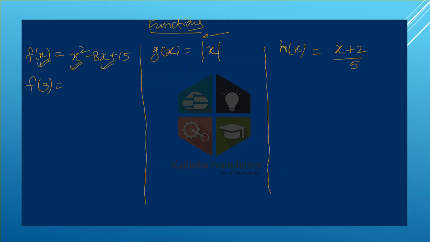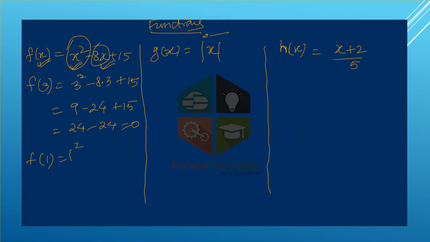If we replace x with 3, then it will be 3 square minus 8 into 3 plus 15. That is 9 minus 24 plus 15. That is 24 minus 24. That is 0. If we have to find f1, then it will be 1 square minus 8 into 1 plus 15. X is replaced by 1, so x will be replaced by 1 here also. So it is 15 plus 1 minus 8, that is 16 minus 8. So 8.